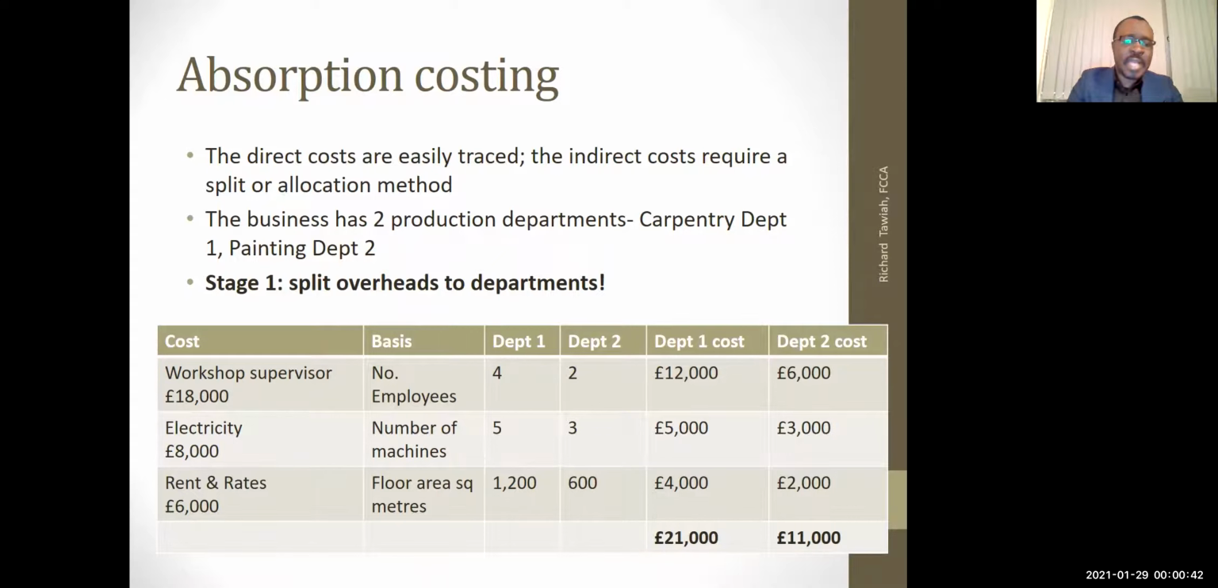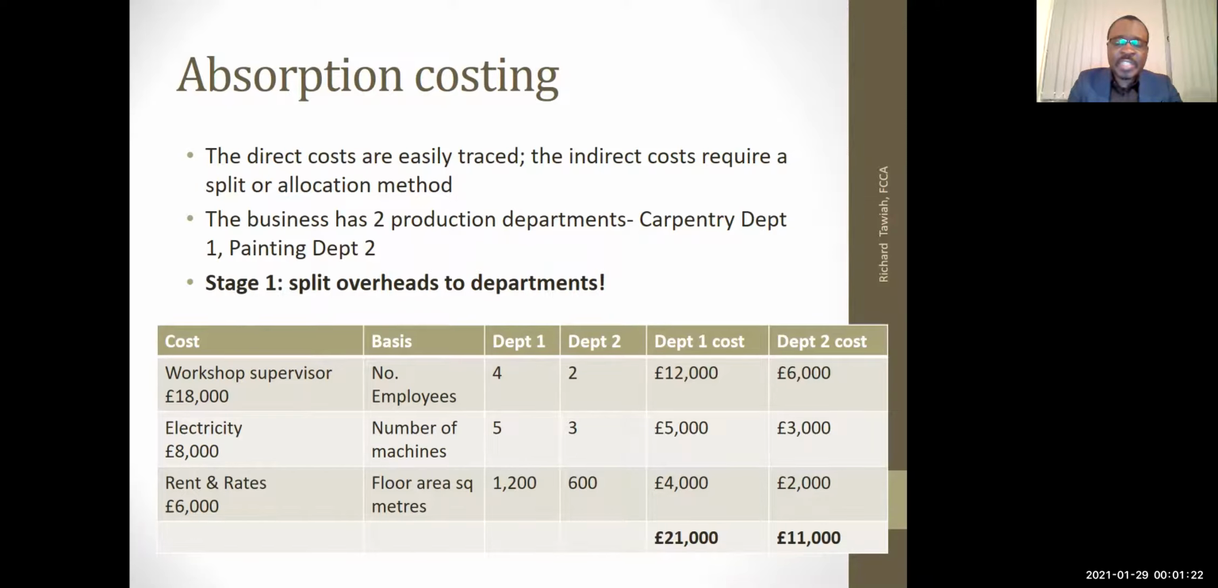We would assume that the workshop supervisor is paid on the basis of the number of people he supervises. Electricity is based on the machines we use in producing these products. Let's say machine is the basis, and then rent and rates is the floor space per square meter. These bases you are seeing are what we term the cost drivers. What drives the cost? What drives the supervisor's cost is the number of employees he supervises. So department 1, let's say it is the carpentry department, and department 2 is the painting department. You can see from the information up there.